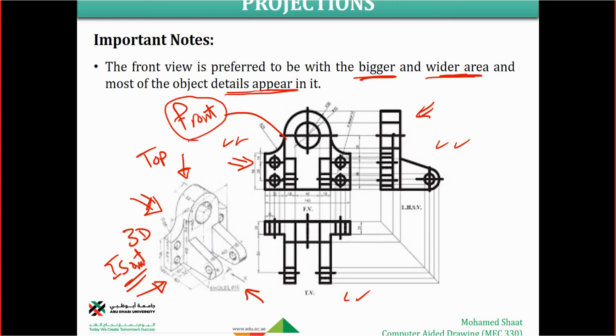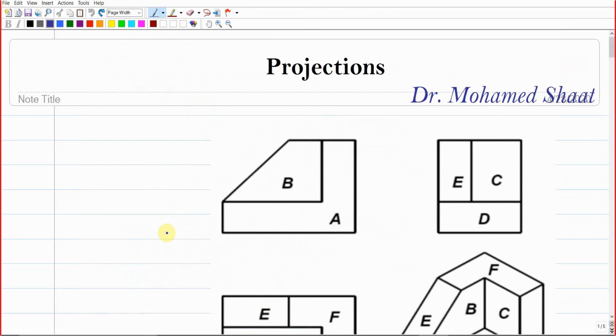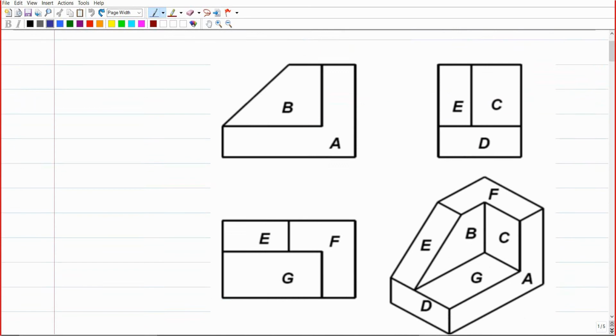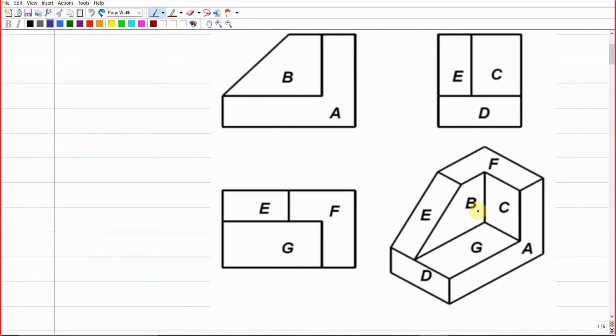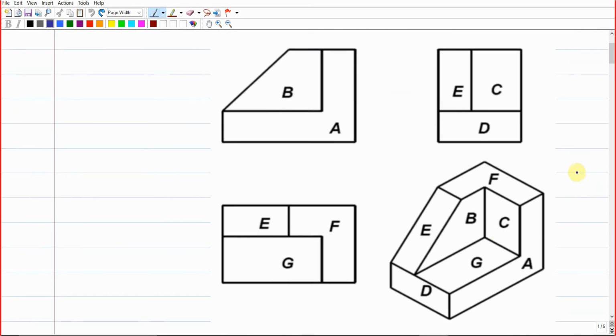So make the front view the view that includes most of the details of the object, in addition to being the bigger and the wider one. Make sense? Okay, so just to explain these things with more details to you, let us consider these projections, these 6 simple examples. Assume that this is the 3D solid. This is the 3D isometric, and these are the 3 projections.